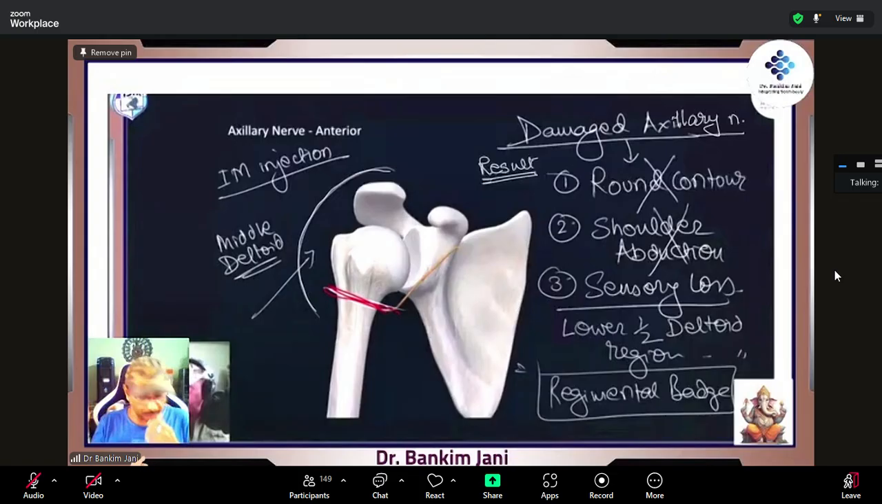We'll discuss that in the lower limb. When it comes to the lower limb, the needle should go in at 90 degrees. It should not go at an angle, because over there also there is a big nerve, the sciatic nerve. We don't want to damage the sciatic nerve, right? We'll discuss that when we come to the lower limb, but this is what is needed. The chances of the axillary nerve getting injured by an intramuscular injection are very common.